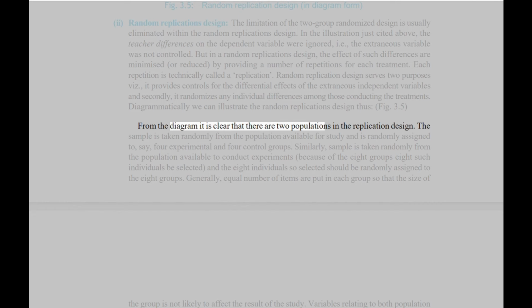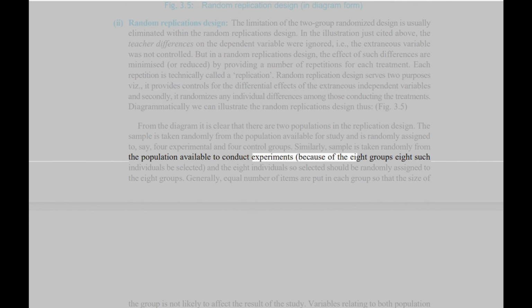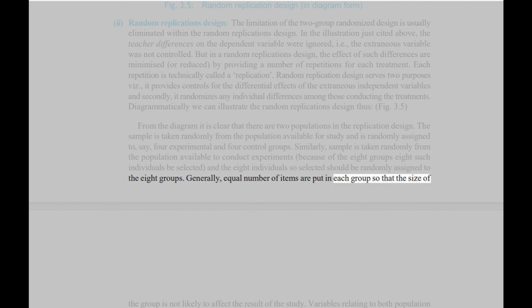From the diagram, it is clear that there are two populations in the replication design. The sample is taken randomly from the population available for study and is randomly assigned to, say, 4 experimental and 4 control groups. Similarly, a sample is taken randomly from the population available to conduct experiments. Because of the 8 groups, 8 such individuals must be selected, and the 8 individuals so selected should be randomly assigned to the 8 groups. Generally, an equal number of items are put in each group so that the size of the group is not likely to affect the result of the study.